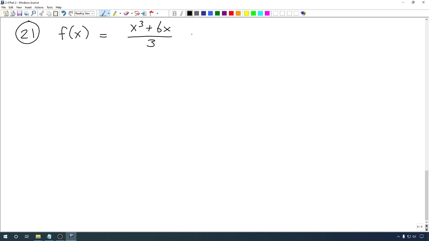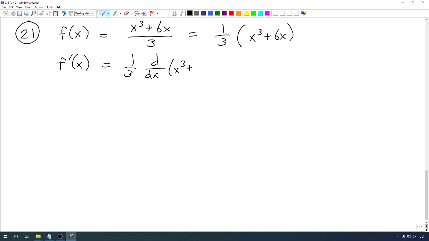If we instead write this function as 1/3 times x cubed plus 6x, this is actually similar to one of the problems that we had in the last video, when we were talking about the product rule. We don't have to differentiate as a product or as a quotient. Instead, we just take 1/3 times the derivative of what we have here. So the derivative of this is 1/3 times the derivative of x cubed plus 6x.